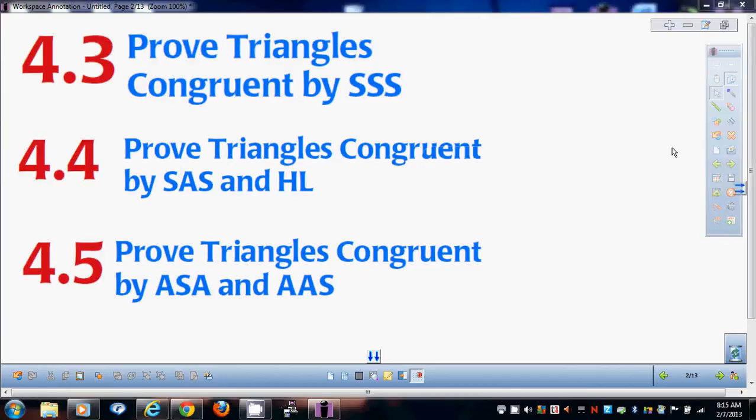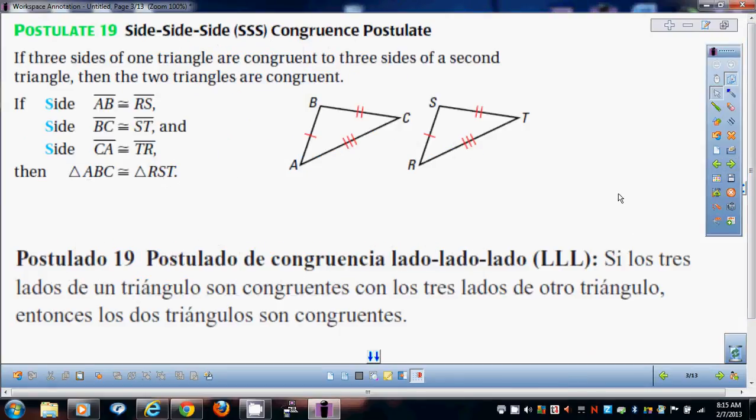But today, I'm going to be showing you 1, 2, 3, 4, 5 different things that will allow you to just conclude that triangles are congruent. The first, and you definitely need to put all these in your theorems and postulates. You're going to need every one of them on proofs. The first one is side, side, side.